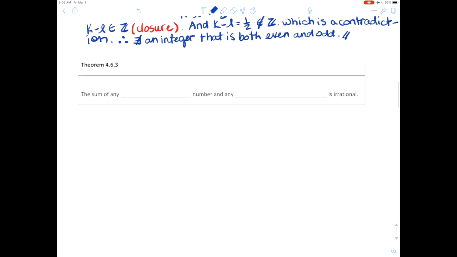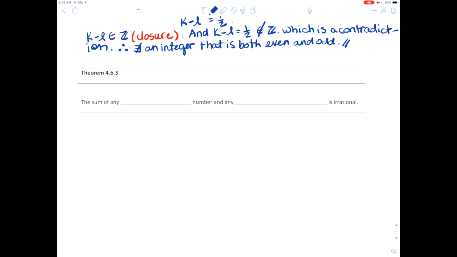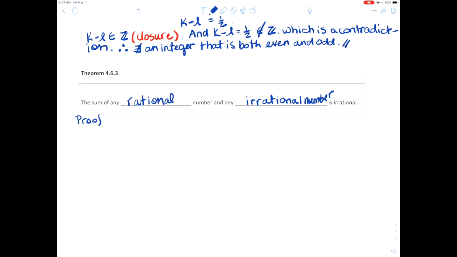Next theorem. I know you're just as excited as I am. The sum of any rational number and any irrational number, and I guess I should have said number as well, is irrational. Okay. Well, again, we'll do a proof by contradiction.